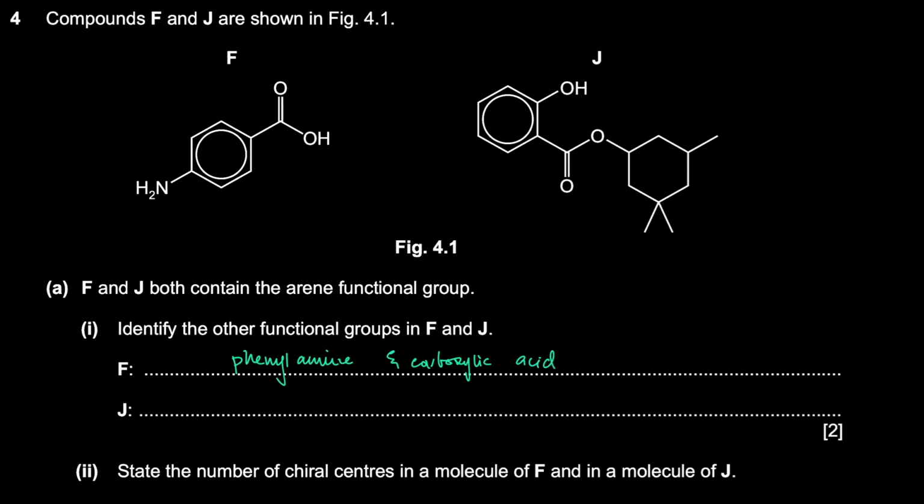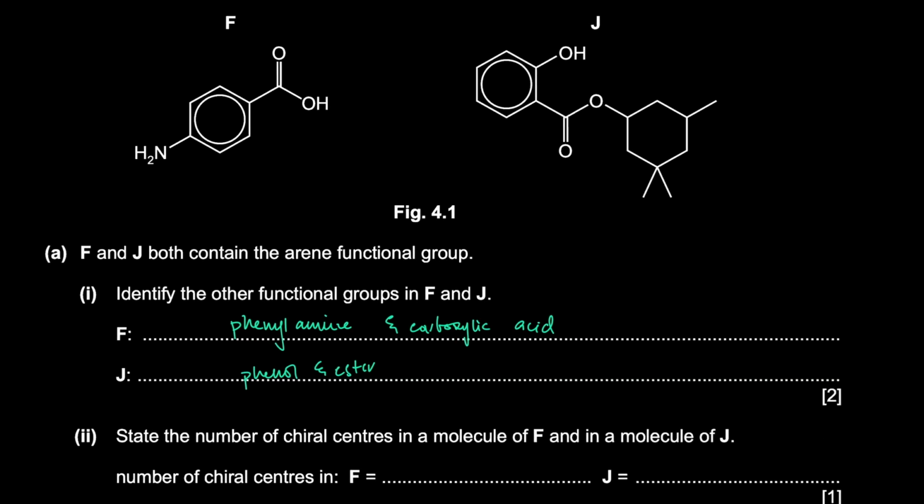And in J, we have a phenol and we have an ester. So in J, we have a phenol and ester. State the number of chiral centers in a molecule of F and a molecule of J. Does F have any chiral centers? All the carbon atoms are unsaturated. So F has 0 chiral centers. There are no sp3 carbons in F at all.